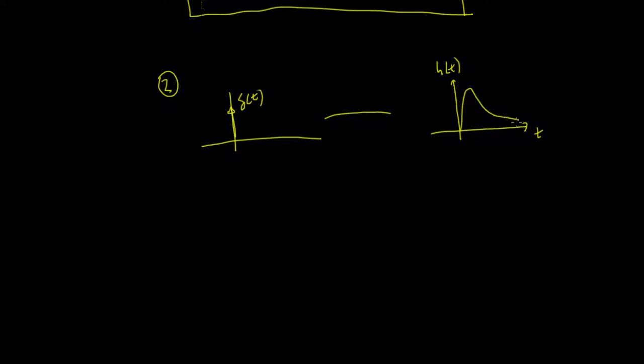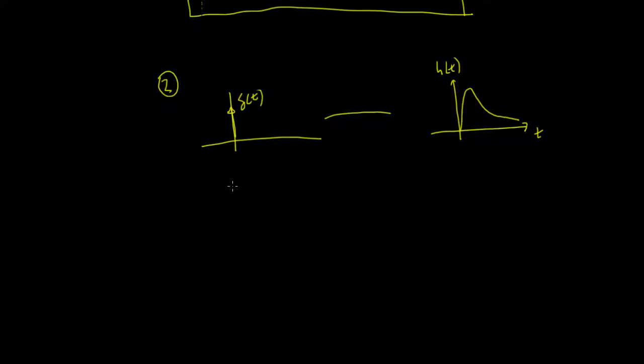If we were to think about a function here, that's a delta function, so we can say that's delta t. When we put that through our little system, we get our response. Now the response we get in the time domain, we'll call it h of t. So let's say that's the response that we get.